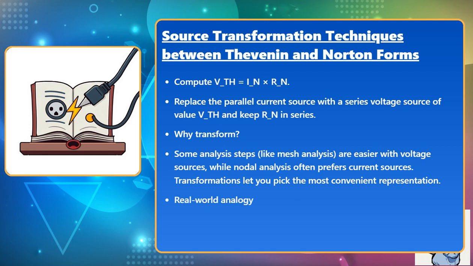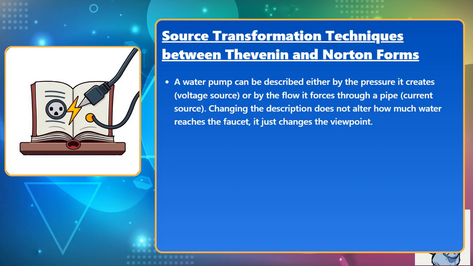Real-world analogies: a water pump can be described either by the pressure it creates, which is like a voltage source, or by the flow it forces through a pipe, which is like a current source. Changing the description does not alter how much water reaches the faucet, it just changes the viewpoint.